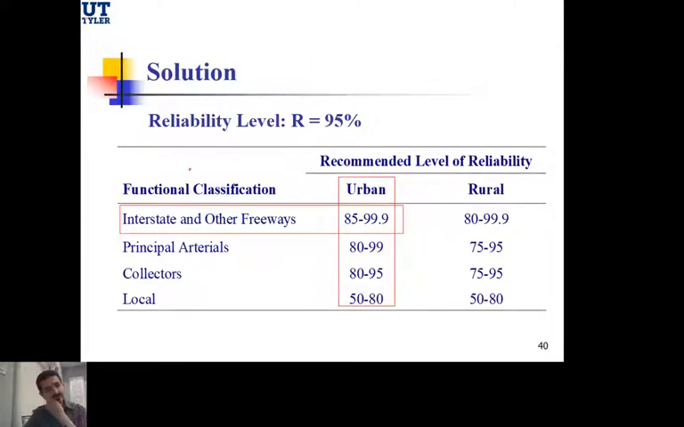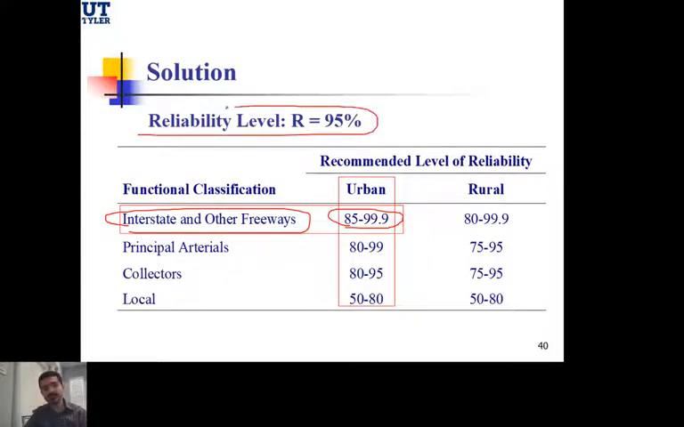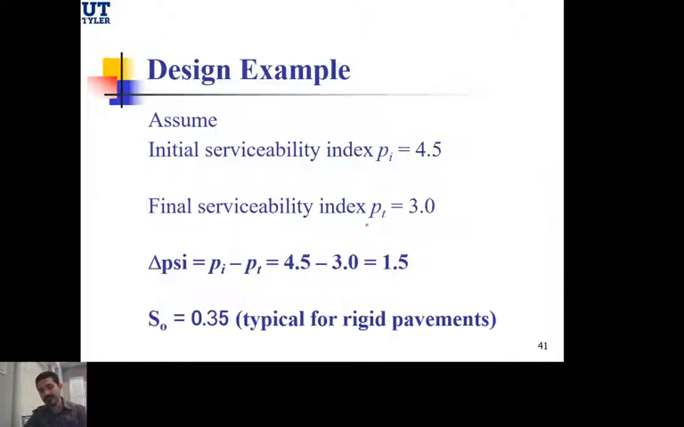The very first table is pretty much the same table that we use for rigid pavements. For interstate, and it was told it's an interstate in an urban setting, the reliability is 85 to 99.9%. So here again, I picked 95%. You can pick somewhere in between. Any number between 85 and 99.9 will be acceptable, but I picked 95 in this case.